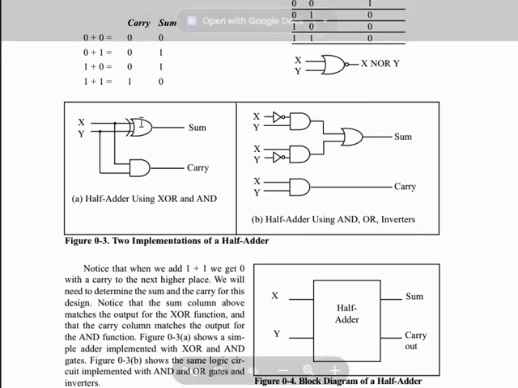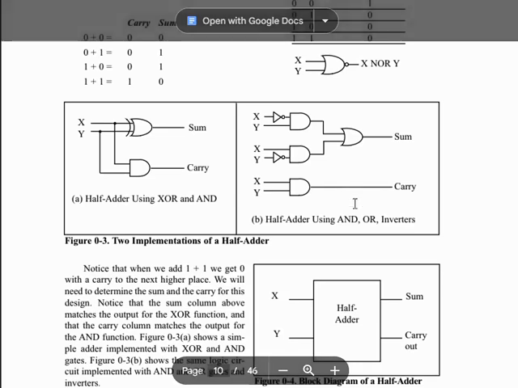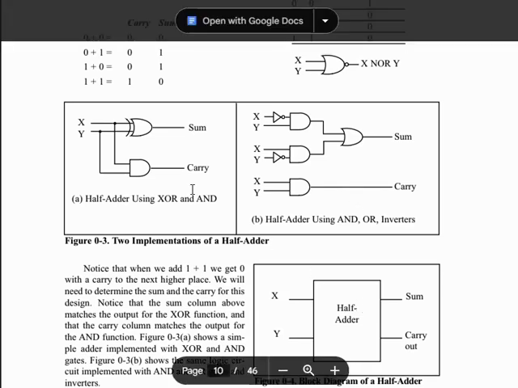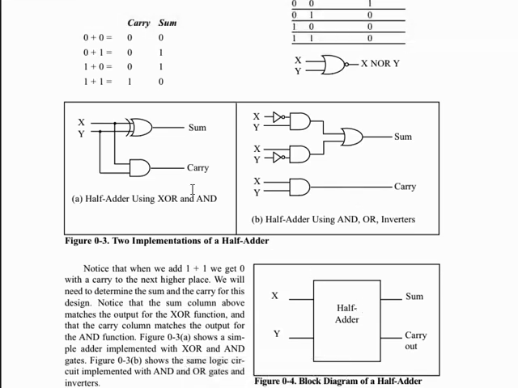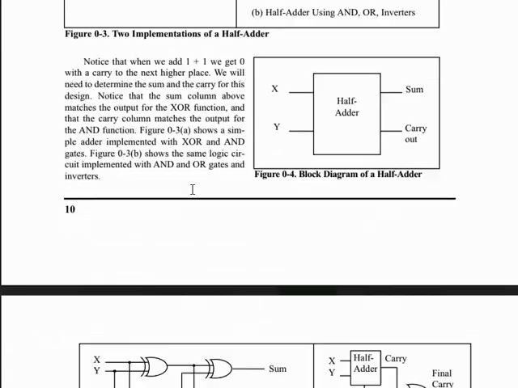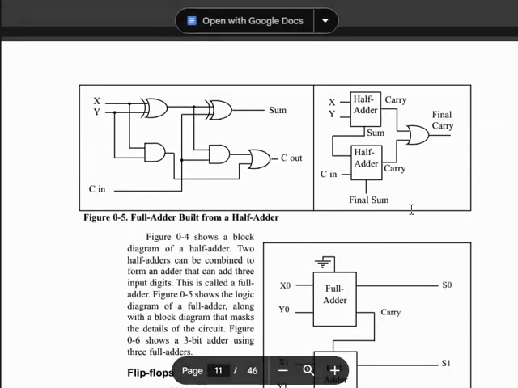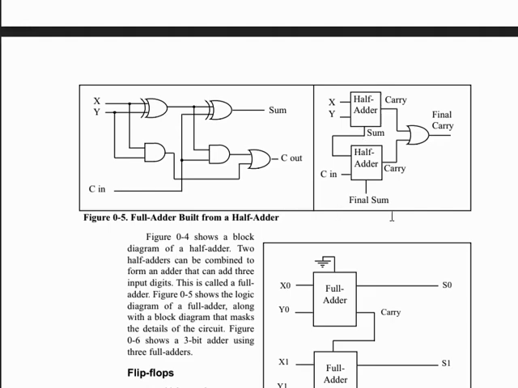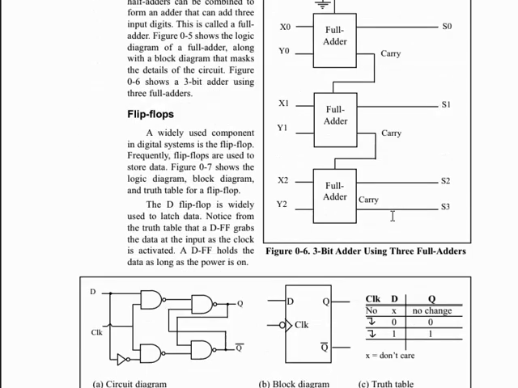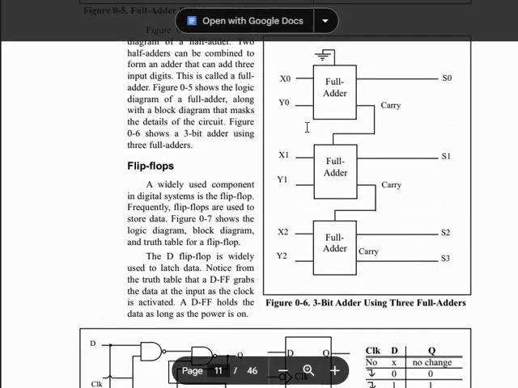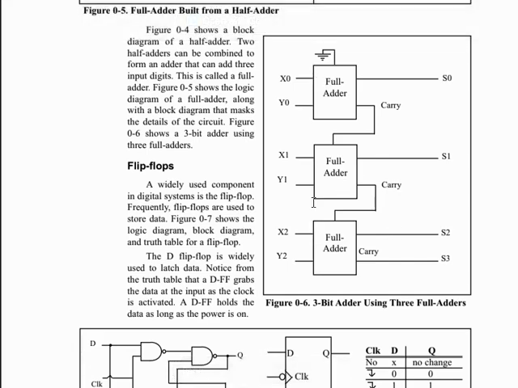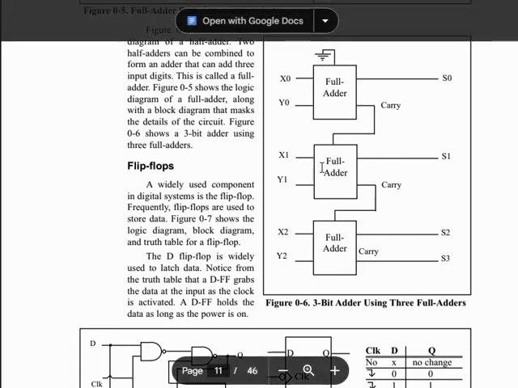This is the block diagram and the circuit diagram. This is the block diagram and this is the circuit diagram of a half adder using XOR and AND gates. These are the two half adders which make a full adder. So these are the three full adders, like a bit adder where bits are being added by using three full adders.